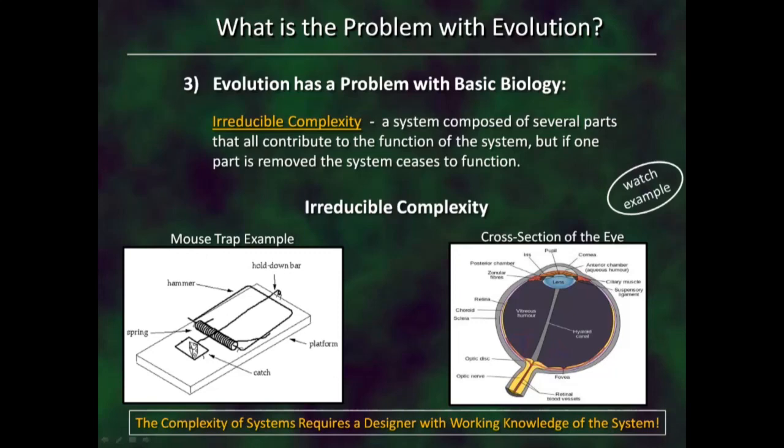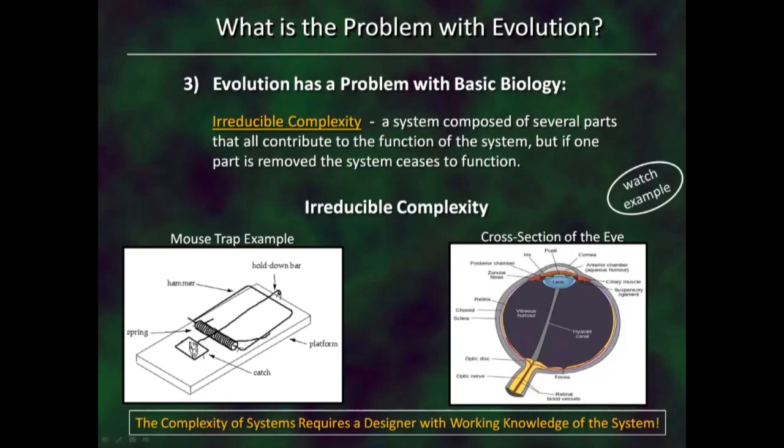So you could have the optic nerve, but you don't have the retina. Well, it's not going to see, so it's going to die out. If you have the pupil, but not the cornea, then it's going to die out because it still can't see. So there's no feedback that's going to allow it to survive better until the eye is fully formed. And so there's no way that eye could really come about all at the same time.